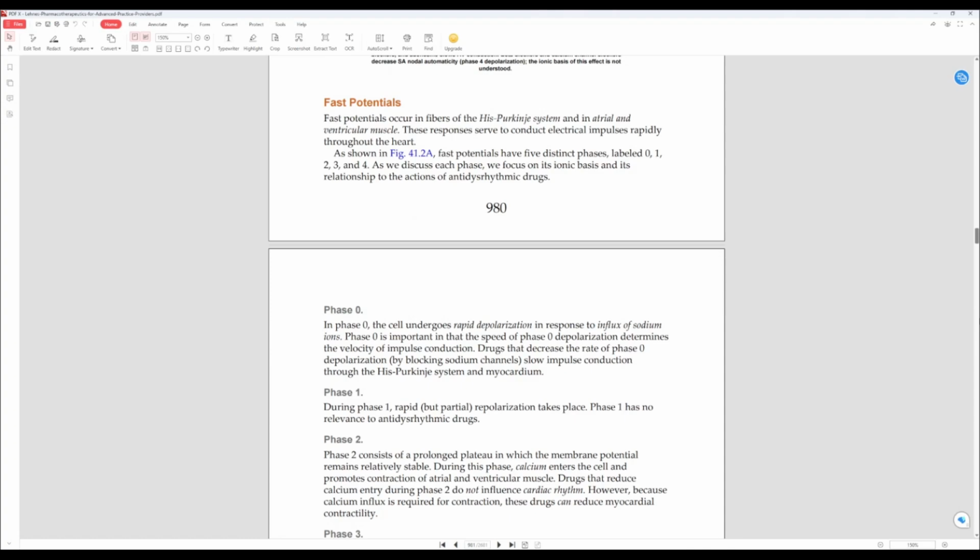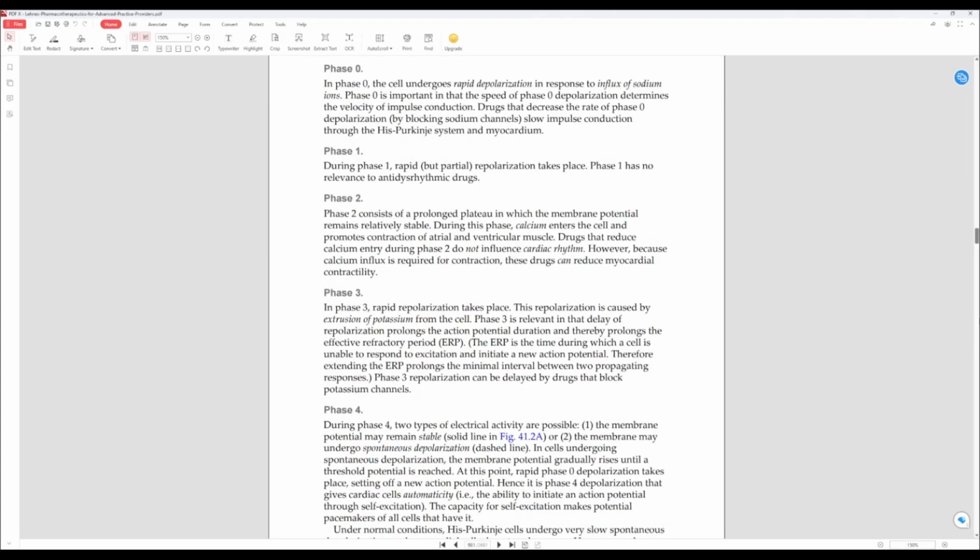Fast potentials. Fast potentials occur in fibers of the His-Purkinje system and in atrial and ventricular muscle. These responses serve to conduct electrical impulses rapidly throughout the heart. As was shown in Figure 41.2a, fast potentials have 5 distinct phases, labeled 0 through 4. As we discuss each phase, we focus on its ionic basis and its relationship to the action of antidysrhythmic drugs. So we'll start off with phase 0.